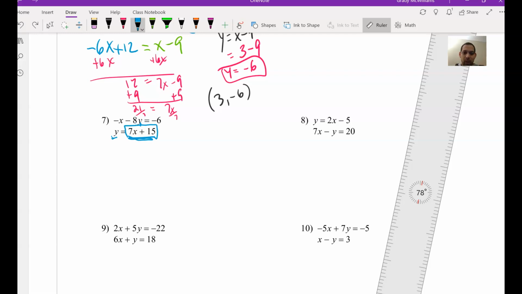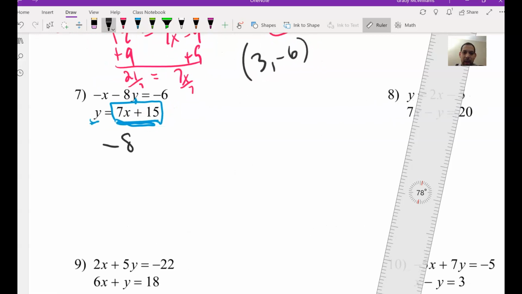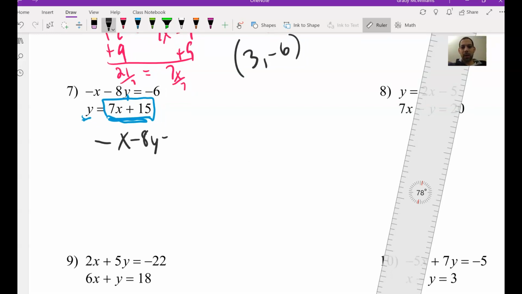All right, so let me rewrite this. Let me zoom in a little bit. -x minus 8y equals -6. Once again, this is what y equals. Y is all of this stuff. So whenever I see y, I just don't write y, but put what y is. So -x minus 8, I'm not going to write y. I'm going to put what's the same as y, 7x plus 15. And from there, I can do the algebra and figure out x.